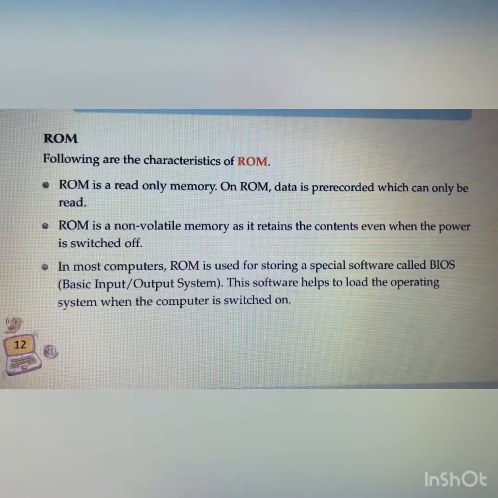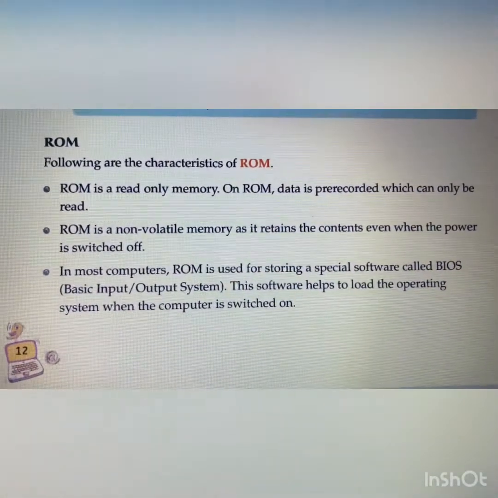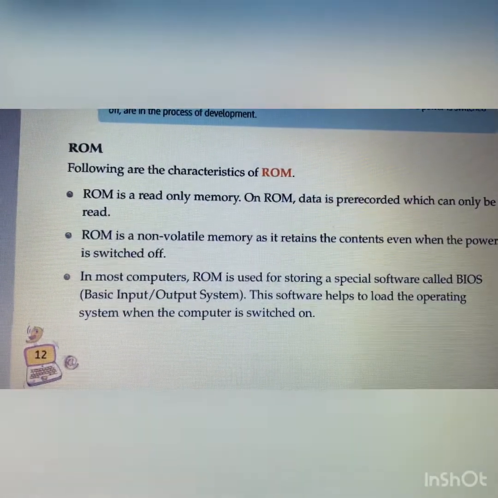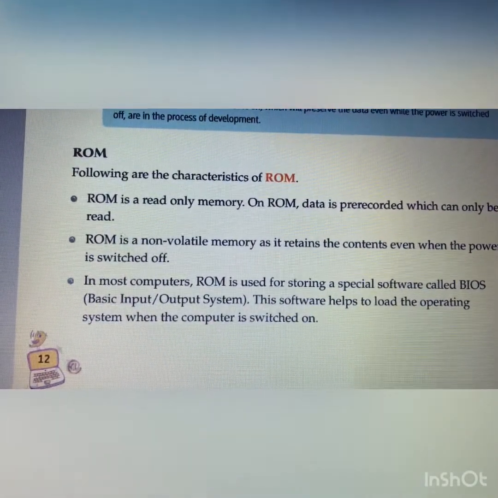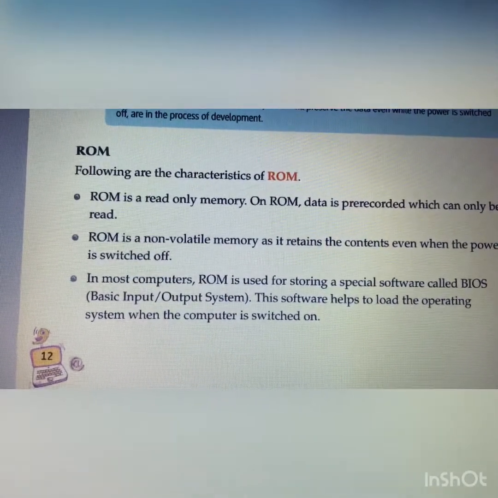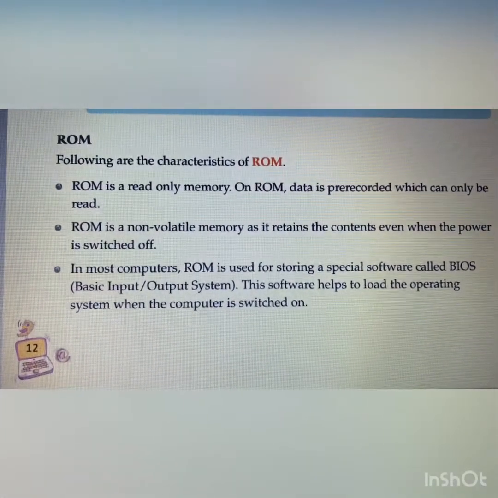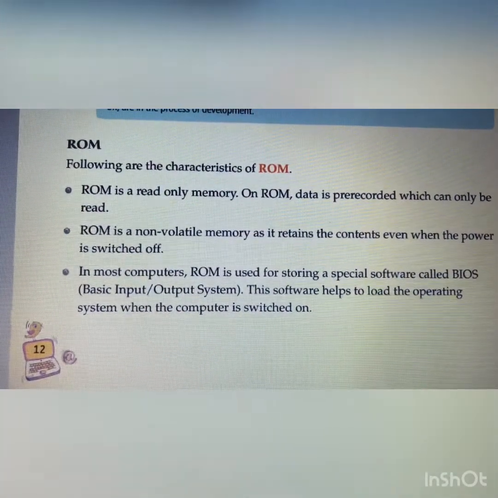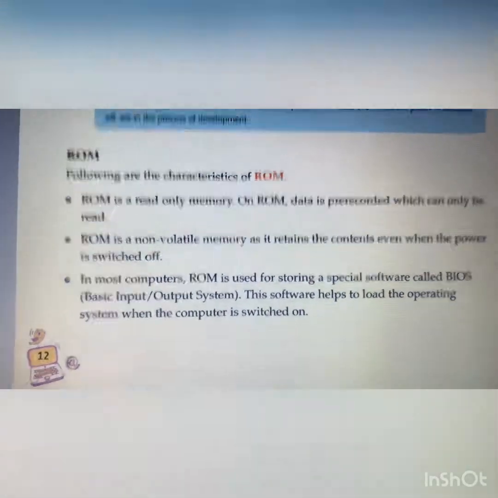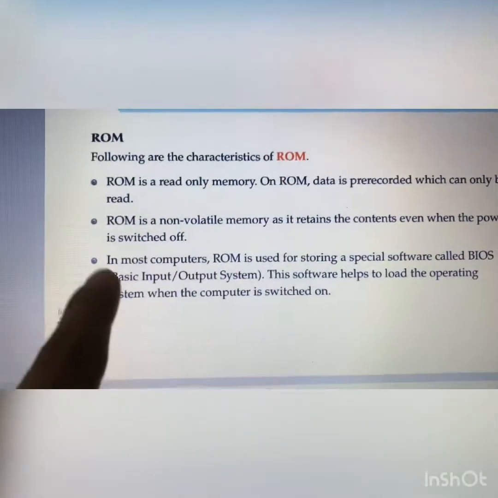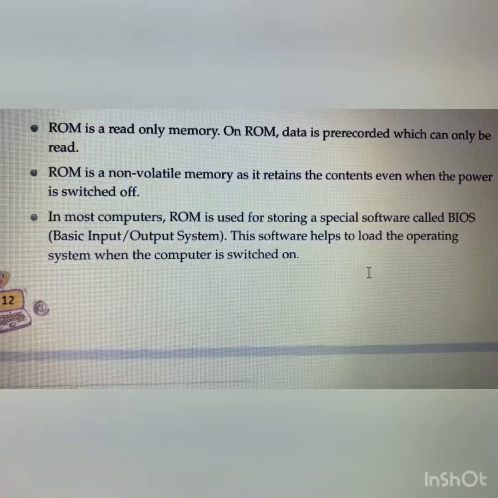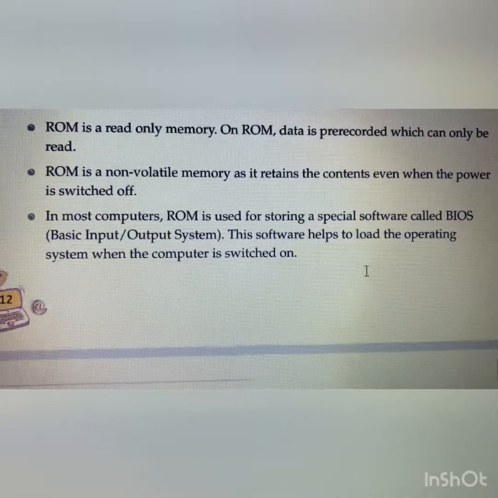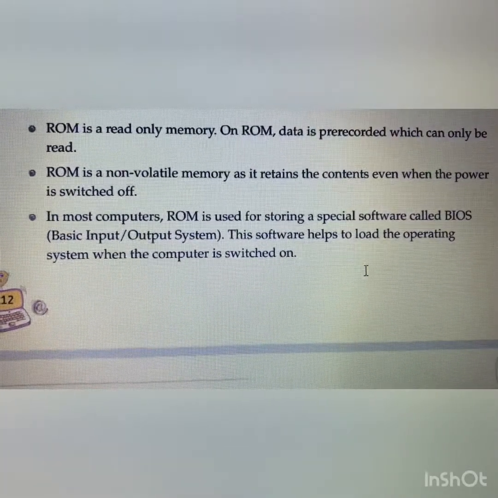Next is ROM. ROM is a read-only memory. We cannot change anything in this memory. ROM is non-volatile memory, as it retains its content even when the power is switched off. If the power goes off, the memory is still saved in the computer. In most computers, ROM is used for storing a special software called BIOS, basic input output system. This software helps to load the operating system when the computer is switched on.